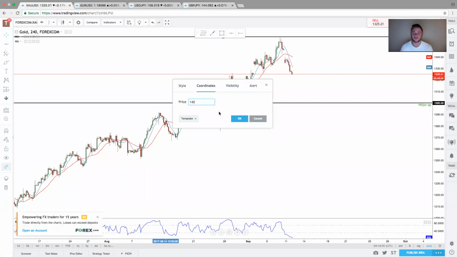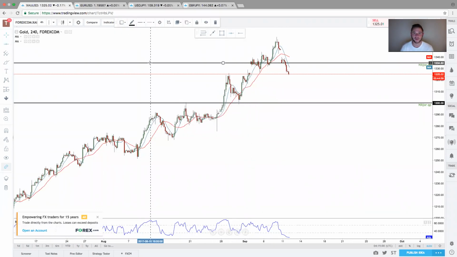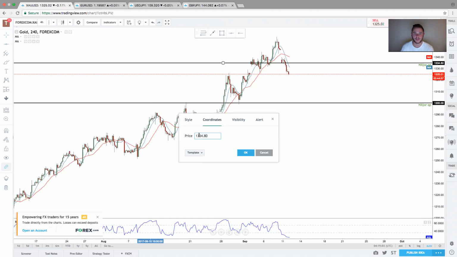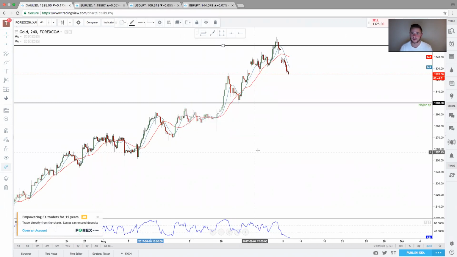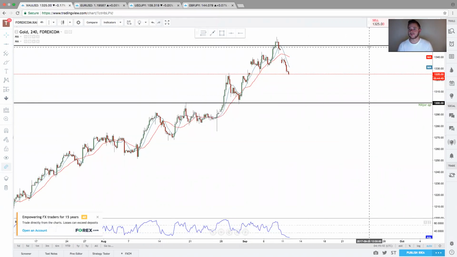So our next is going to be 1400. That's going to be our major. Our midpoint is going to be 1350, because these are 500 pip ranges, and this is a 4-hour time frame. That's why I love gold, because of how it moves.